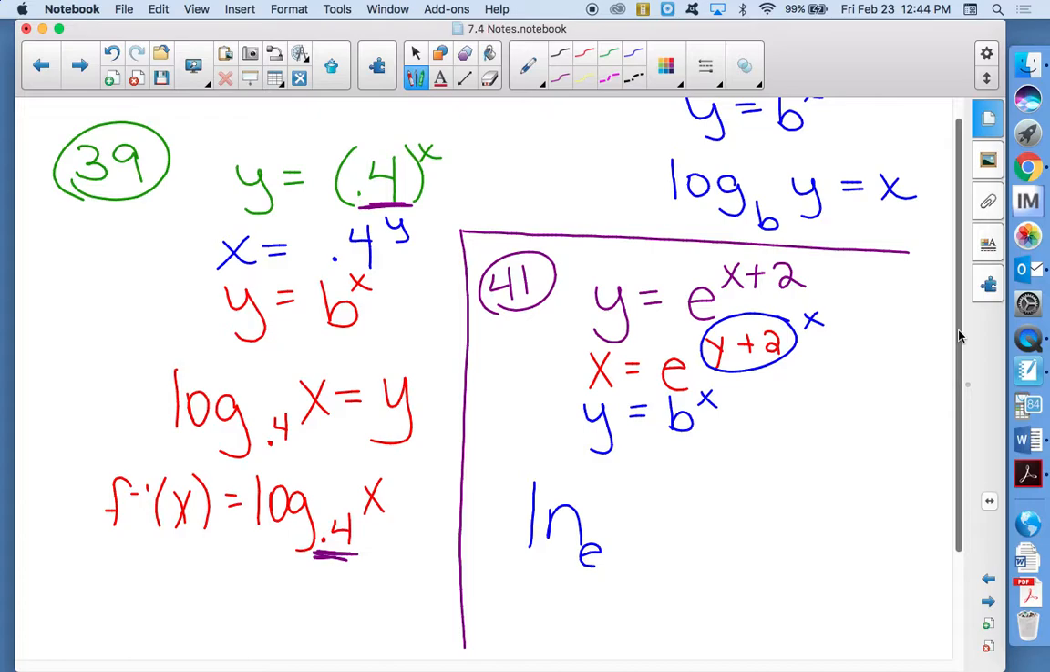So log base b, well now I have my natural log with an e, and then it's supposed to be of x is equal to the exponent, y plus 2. So when you're changing it from exponential form and putting it in log form, the exponent always goes on the other side of the equal sign. So that exponent kind of carries down and goes on the other side. So it never goes on the same side as the log, it always goes on the opposite side of the log.